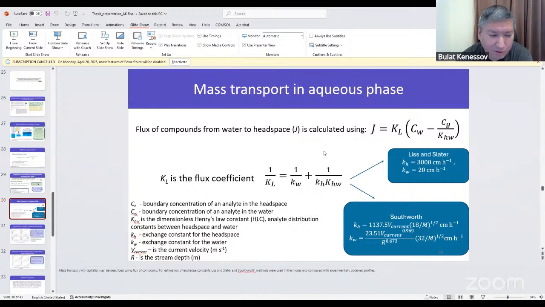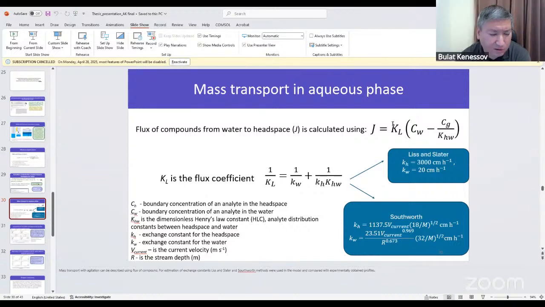But actually it depends. When you have the extraction, it should increase. So if you have higher agitation speed, the flux of the compound increases. KL and KH, all of them increase. So KL should increase, and flux is proportional to KL.